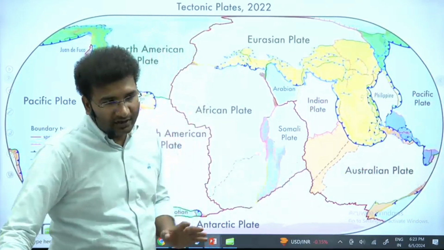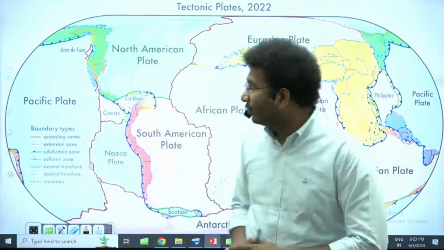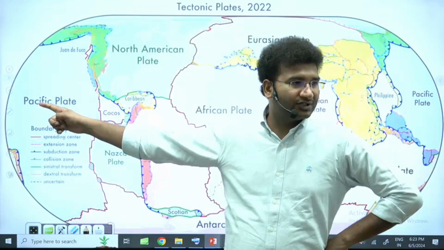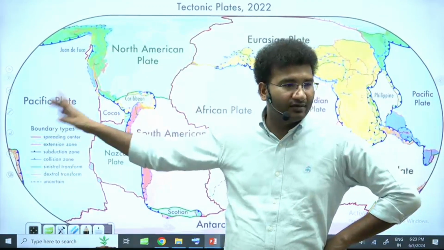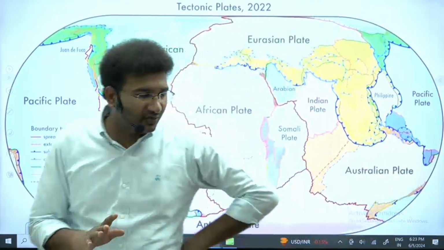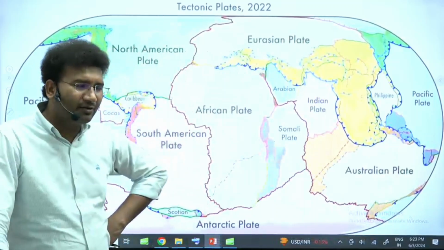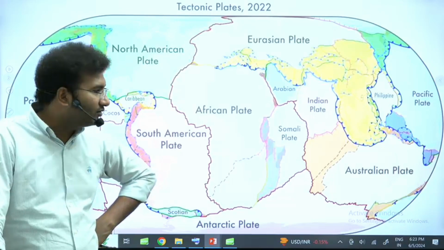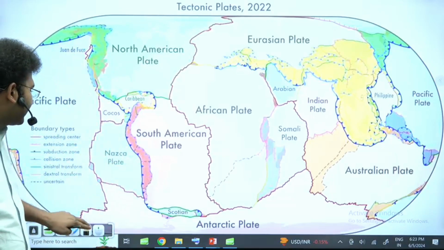Right? Now broadly, the only plate which is fully made up of ocean is called the Pacific plate. So among major plates, the oceanic plate is the Pacific plate, but the rest of the plates are combinations of ocean and continent. But still we call them continental plates.